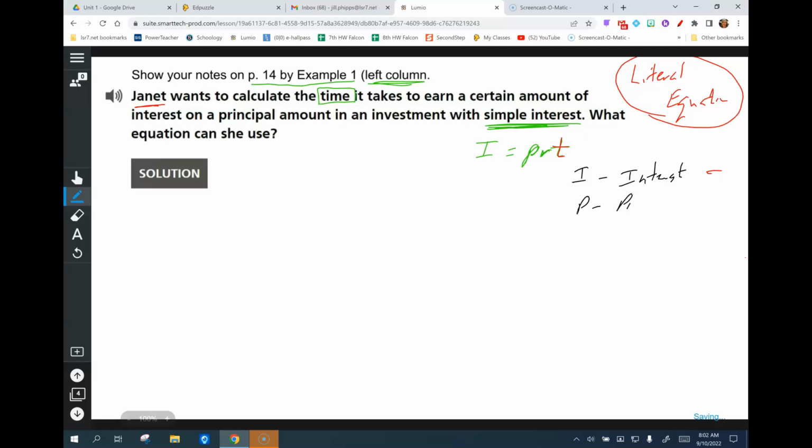P is the principal, and the principal is what you invest, how much money you put in. R is the rate, and this is like so much money per year or whatever time. And T is time. And usually we're going to say years, but it can be months, weeks, it can be lots of different things. Okay, so now that we know that, we want to get rid of P and R.